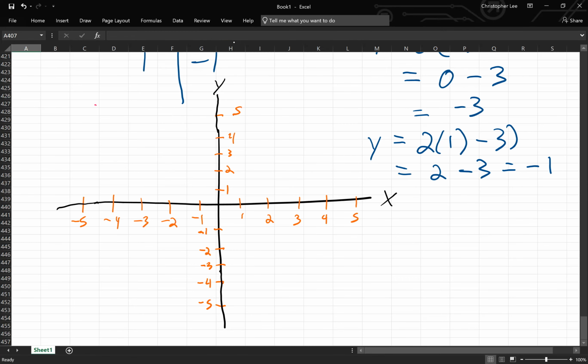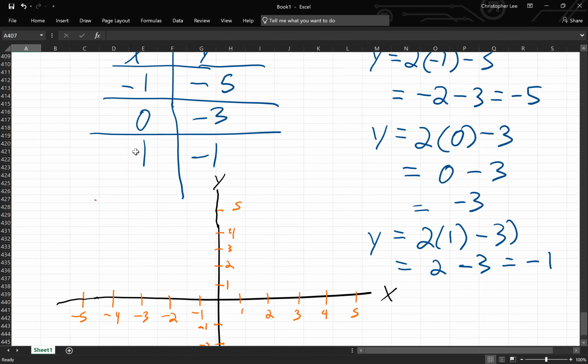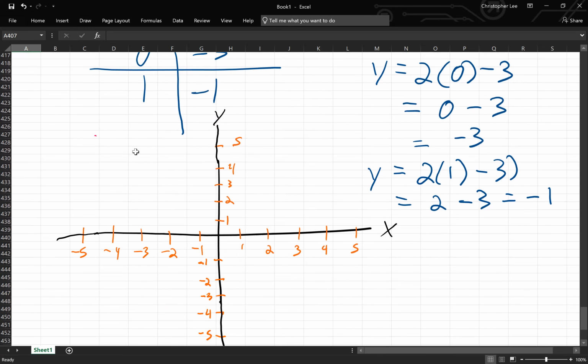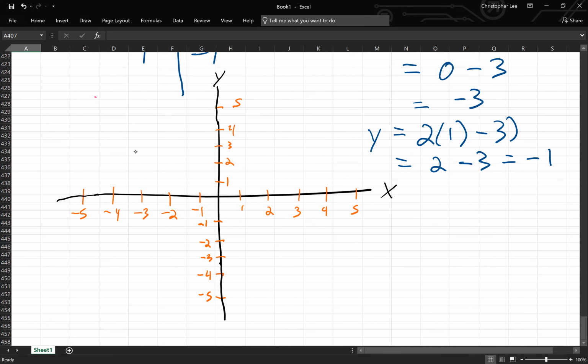Anyway, get my pink out. So my first point is what? -1 comma -5, right? So I come across a -1, go down to where -5 is. That point should be somewhere like right here. This is -1 comma -5.